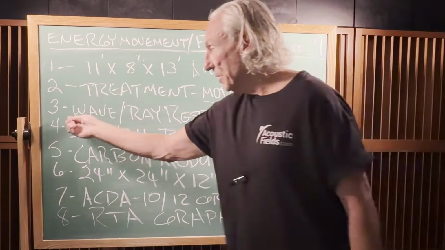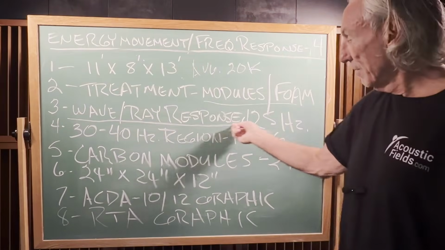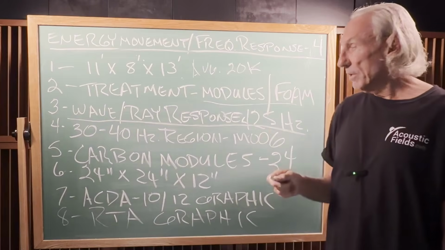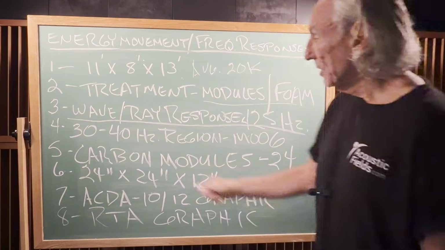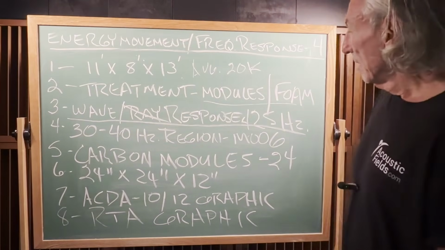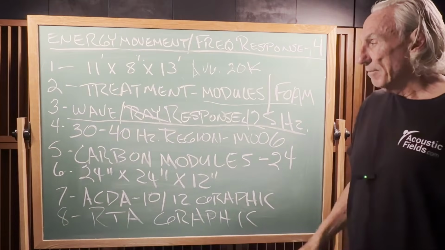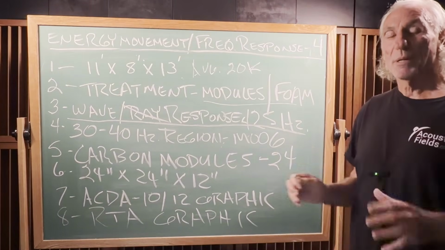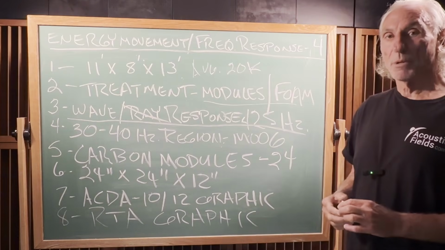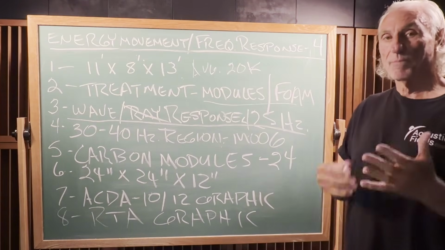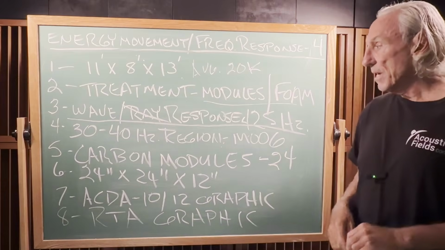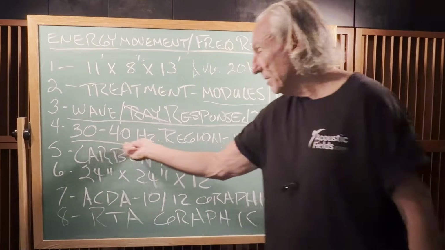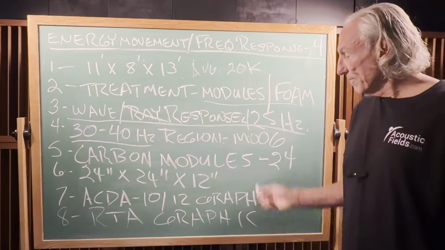So we're studying in this song, we're going to look at the energy below 125. We're going to look at wave and ray energy, but this will be wave energy below 125, right? We're going to focus on that 30 to 40 hertz region, really a bad region in most small rooms. Long wavelengths, lots of amplitude, lots of strength. So it's difficult to get a really good response in this 30 to 40 hertz region.